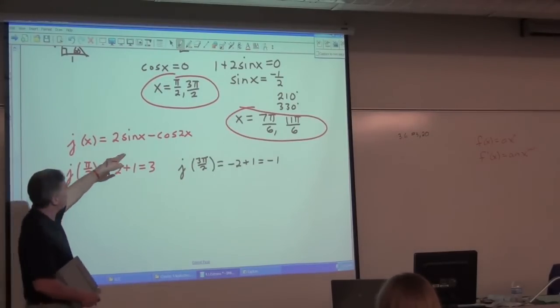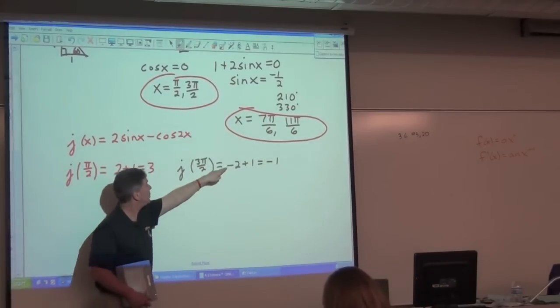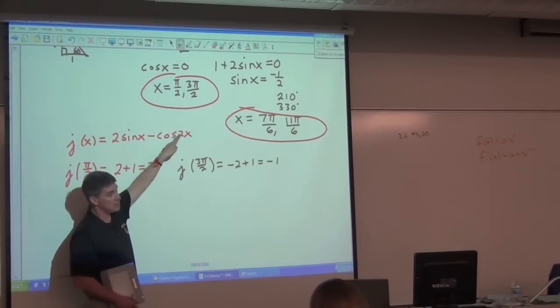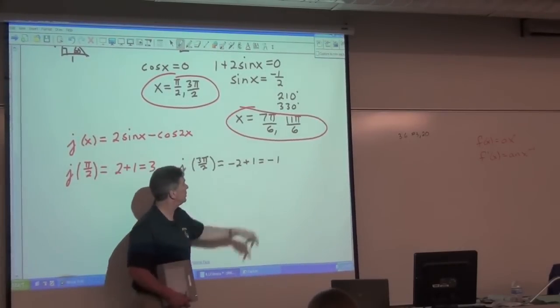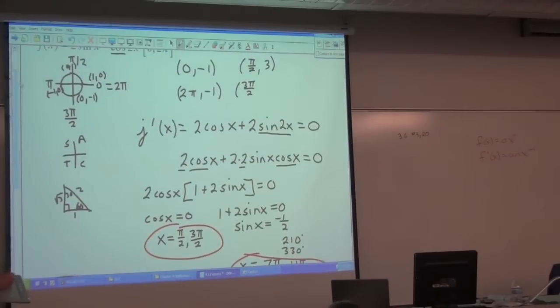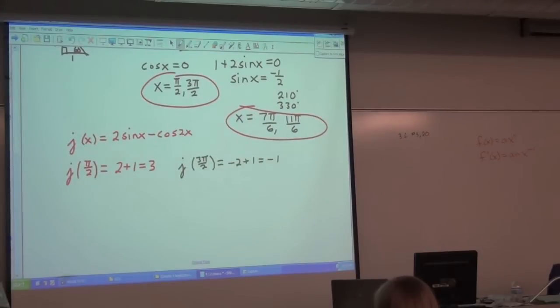All right, so again, we put 3 pi over 2 in here. Sine of 3 pi over 2 is -1 times 2 is -2. Put 3 pi over 2 in here, you get cosine of 3 pi is -1. That makes a positive 1. So that sort of ties those other two for possible minimums. But then we also have to check now 7 pi over 6 and 11 pi over 6. So this one had a lot of things. Let's see, 7 pi over 6.